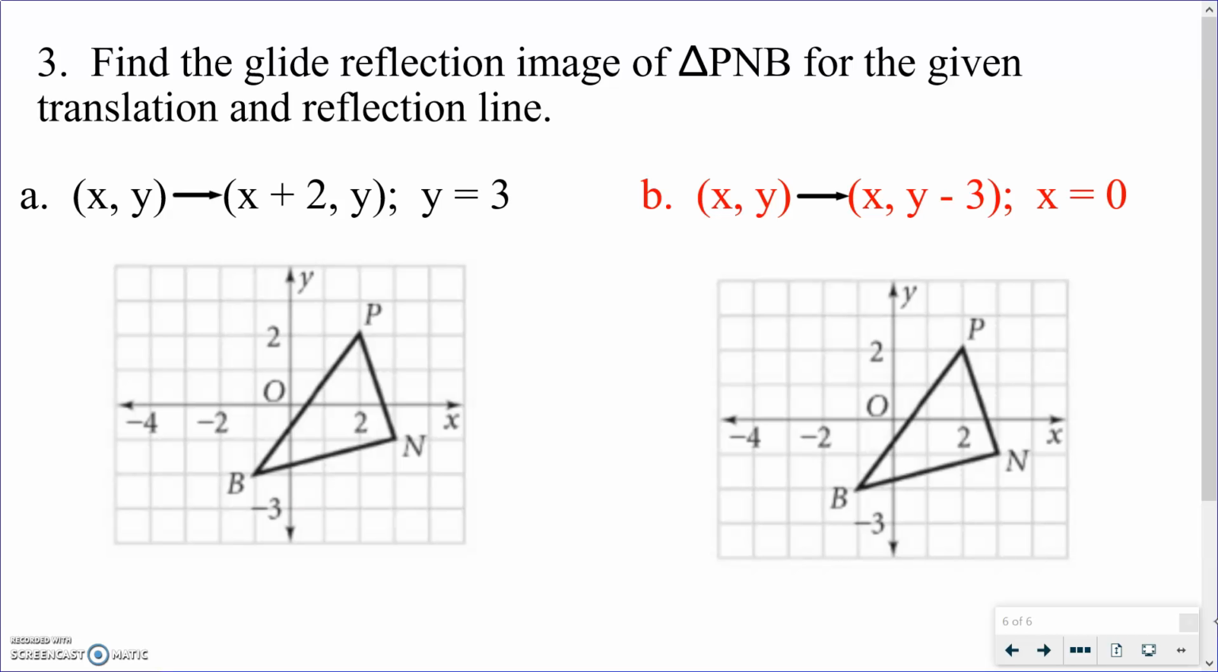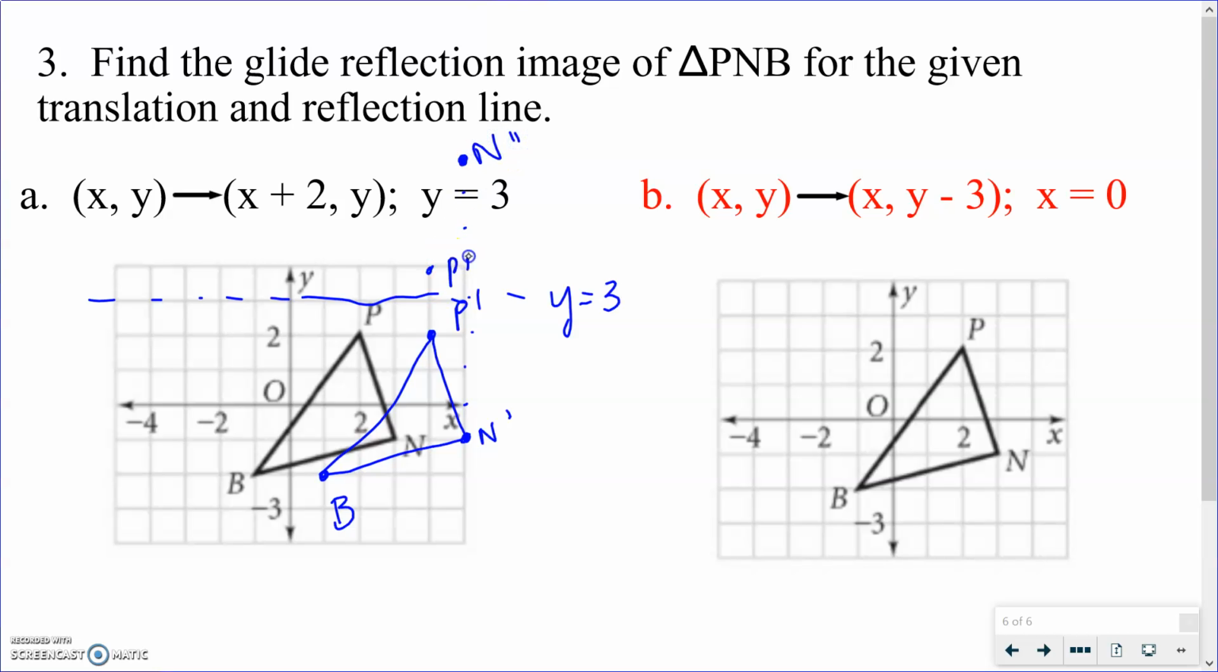Okay, so this first one we're going to go +2 in the x direction, so I'm going to move all of the vertices over 2 to the right in the x direction. Then our reflection line is going to be y equals 3, which is this line here. And so again, it's going to go off the graph way up here. And then this one is going to go way up here. But it should be something like that.